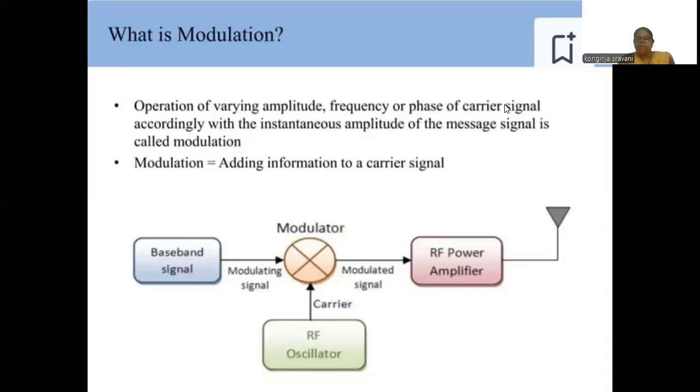On screen, we can see the block diagram of a modulation system. We take a baseband signal and an RF signal. An RF signal is a high frequency signal, and the baseband signal is a low frequency signal. Using a modulator, we combine these 2 signals. After that, we use a power amplifier or any amplifier to amplify the signal, and we give it to the channel.